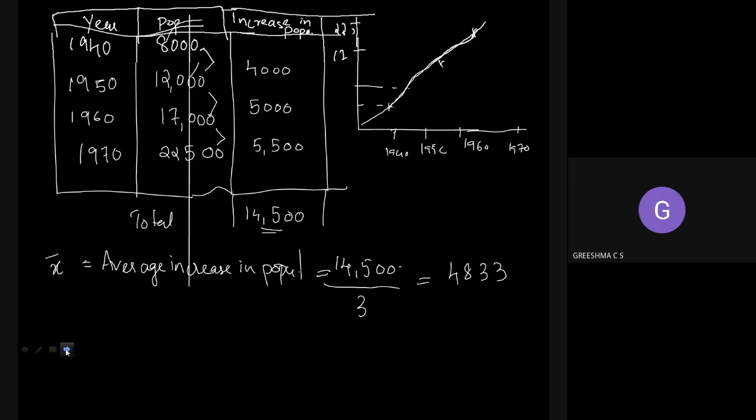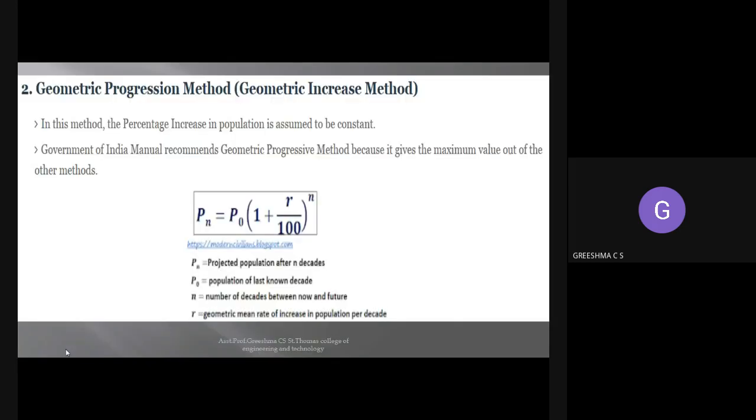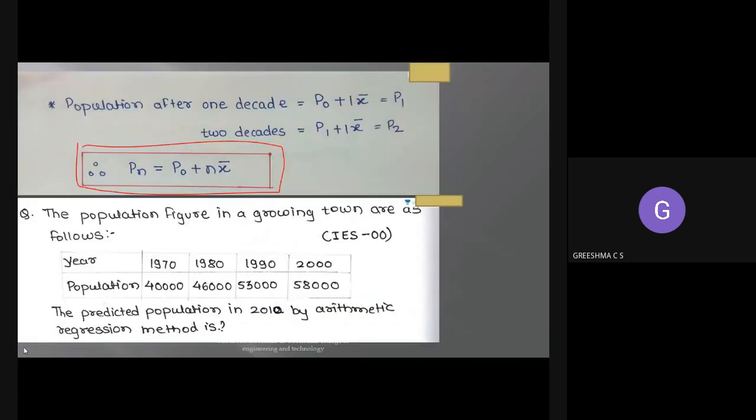Okay, now coming to the equation. What is the equation over here? So our equation is Pn is equal to P0 plus N x bar. That's our equation. So the population over the projected year is equal to P0 plus N x bar. So this is our equation.